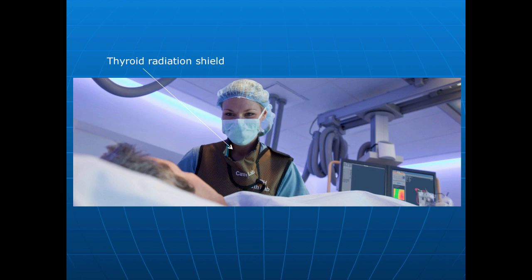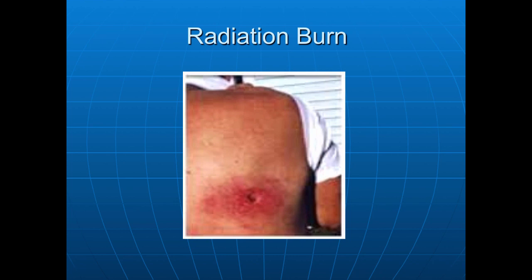Here we can see a staff member who has on a lead apron, and in addition to that, she has on a thyroid shield, which is very important. And most people in these environments would also wear lead glasses to protect their eyes from the radiation too.